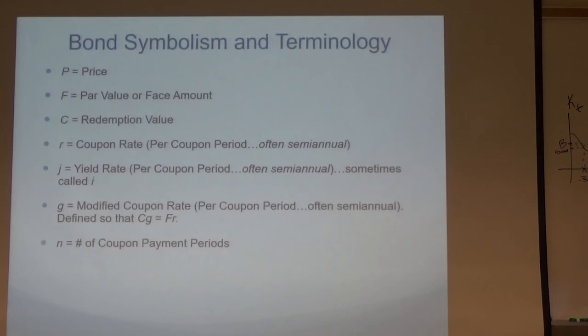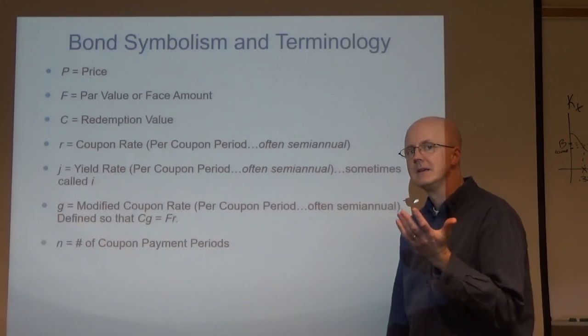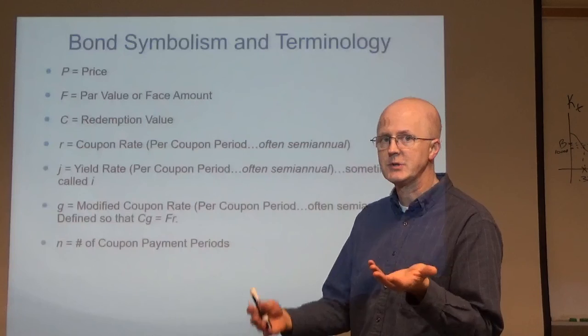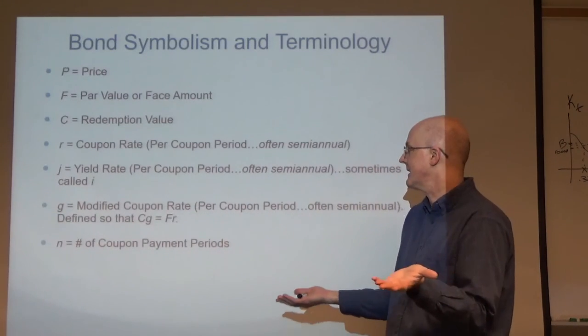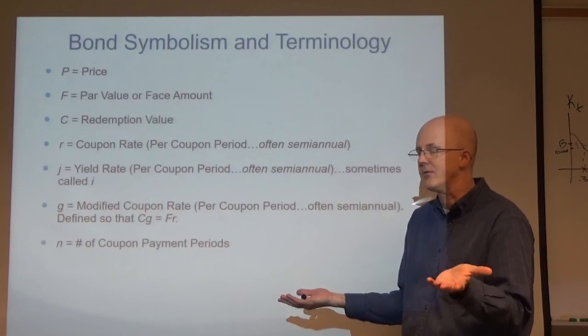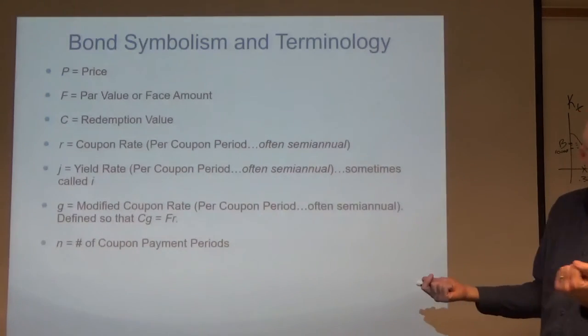N is the number of coupon payment periods. Often, coupons are paid semi-annually. Often you're told the term in years, 20 years for example. You need to double that to find the number of coupon payment periods, oftentimes. 2 times 20 would be 40.